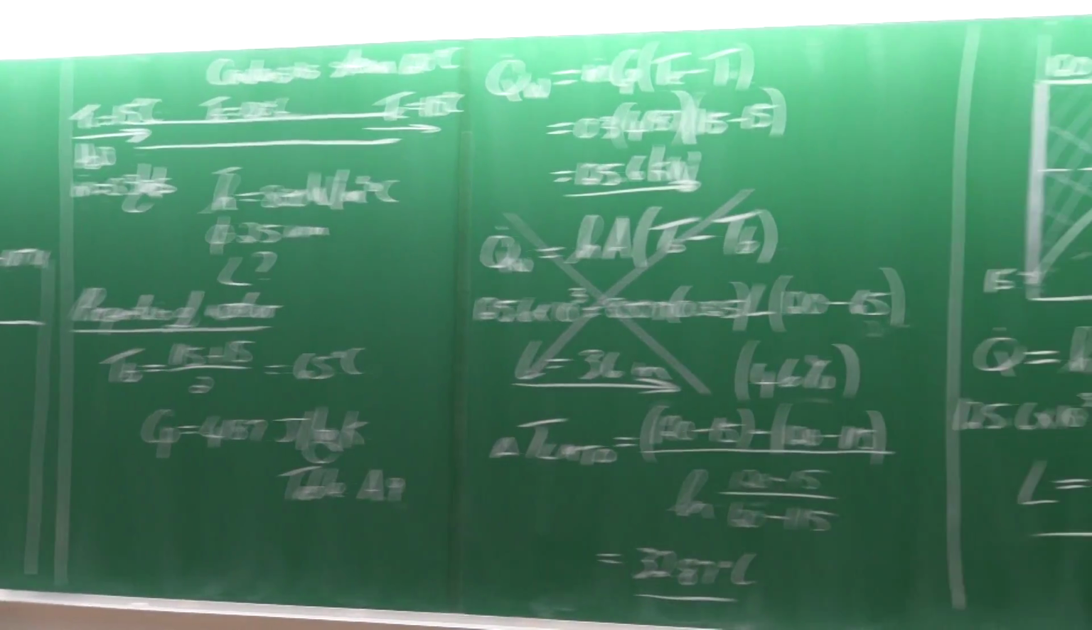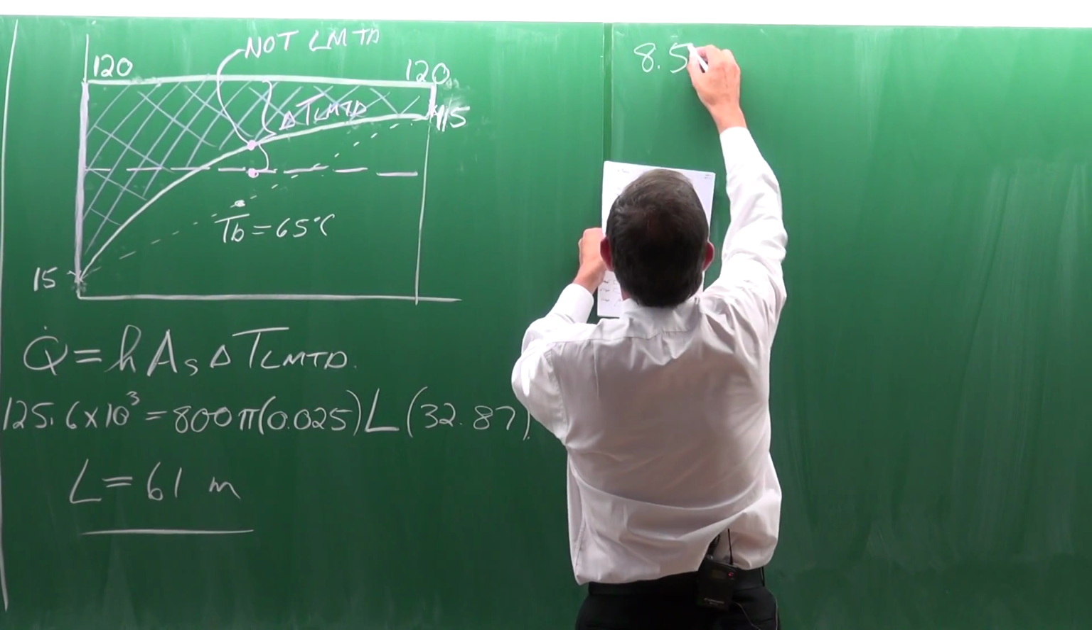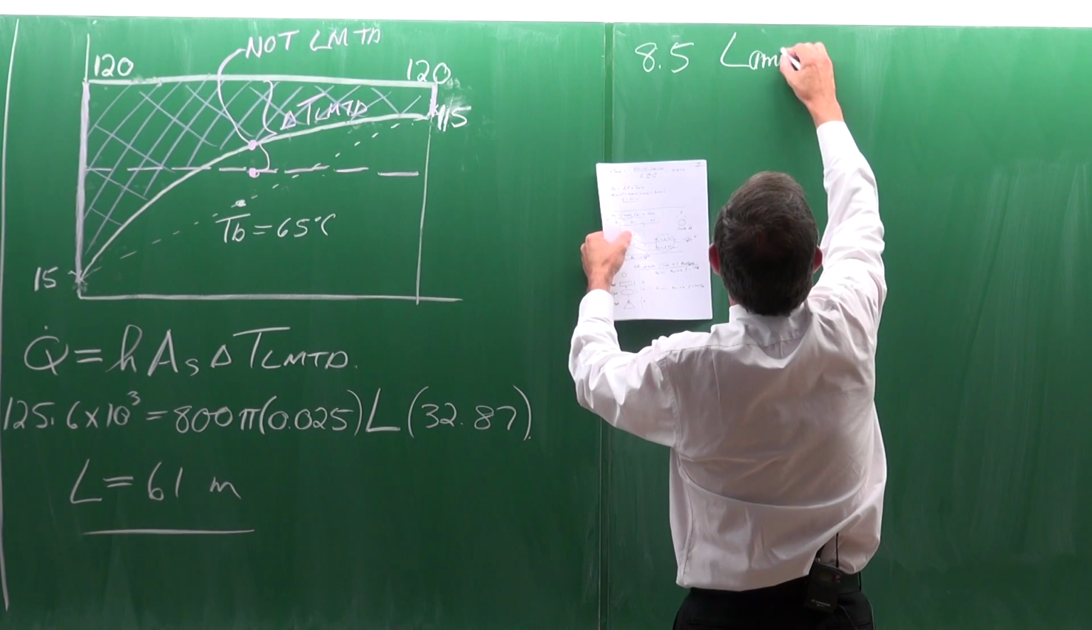Okay. Right, the next paragraph in the textbook is paragraph 8.5, and that is laminar flow in tubes.